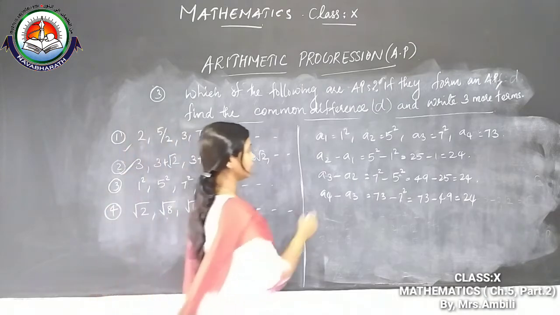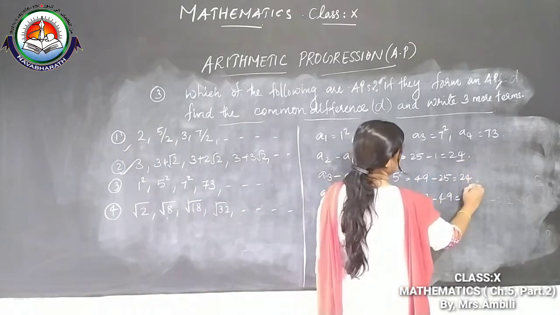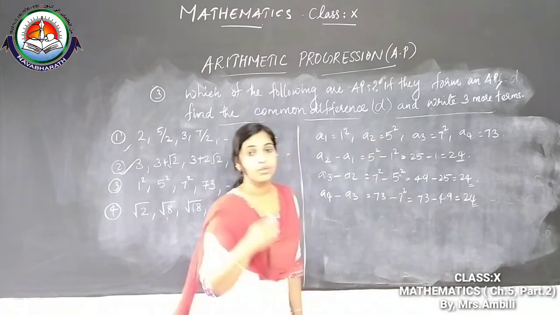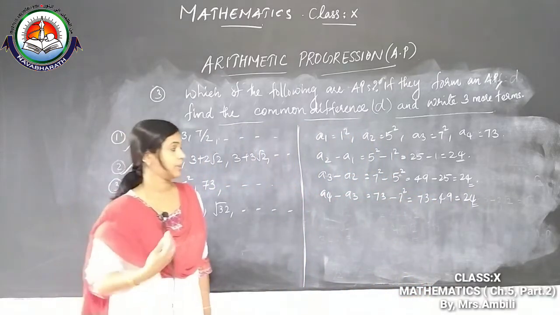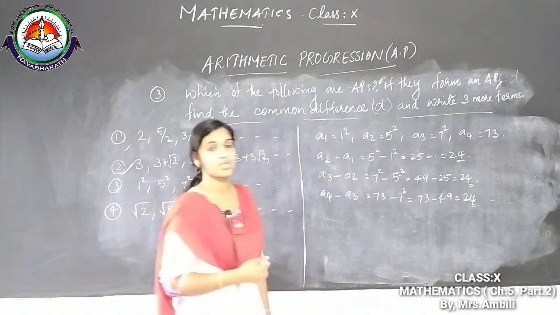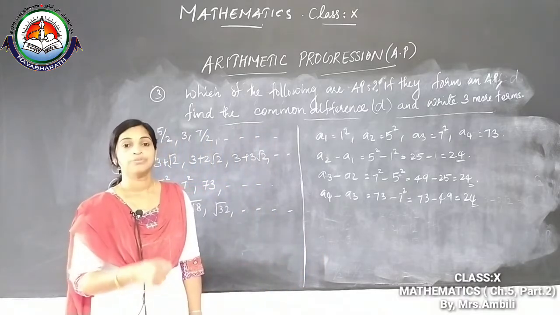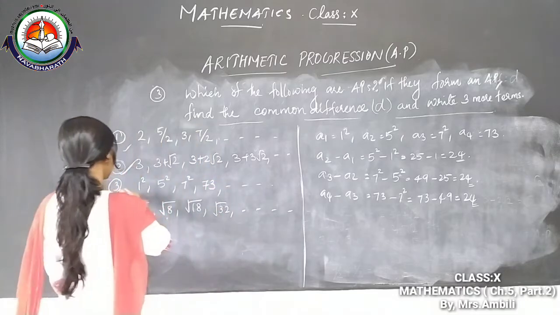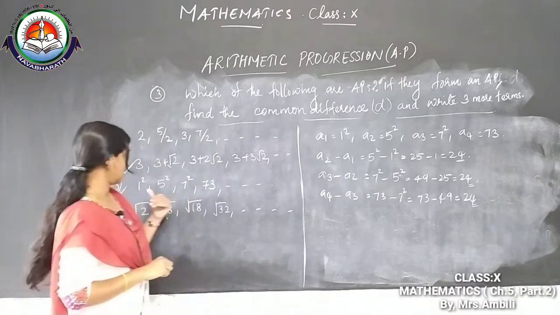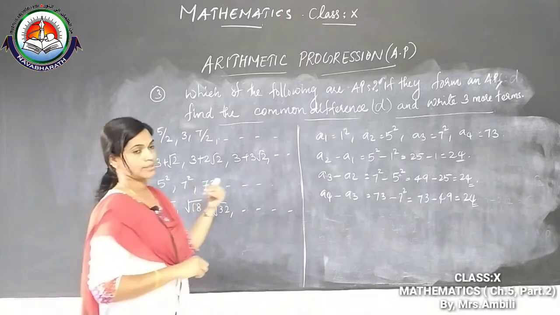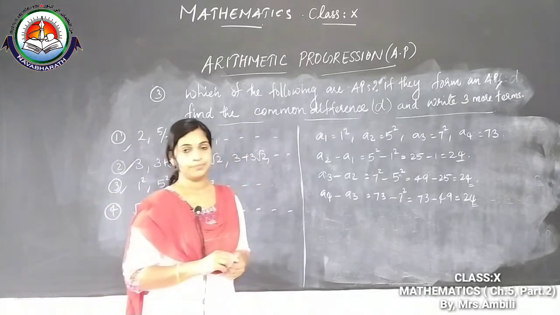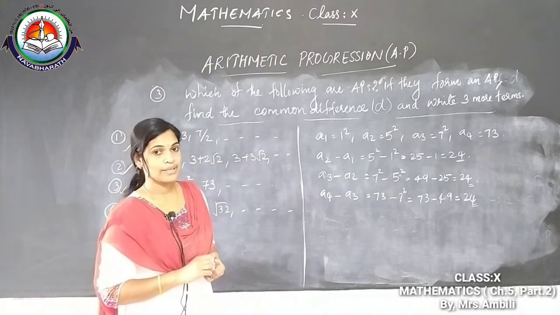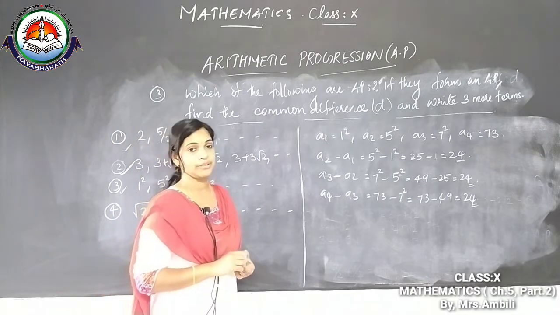So, here 24, 24, 24. So, the difference between the successive terms of the given sequence is 24. Therefore, the given sequence forms an AP. So, third question is an AP. That is 1 square, 5 square, 7 square, 73, etc. is an AP. What is the common difference D? D equal to 24.